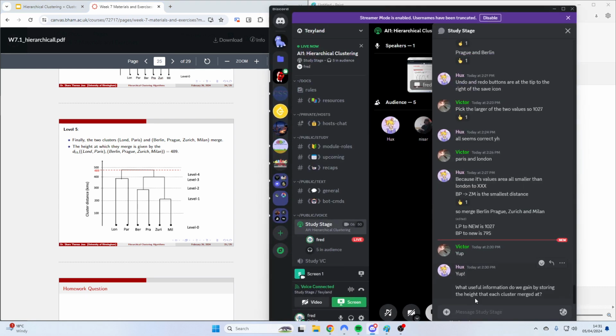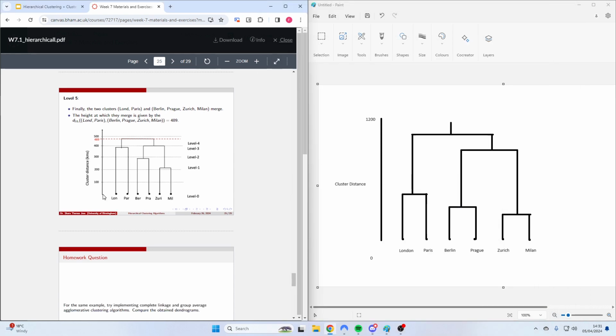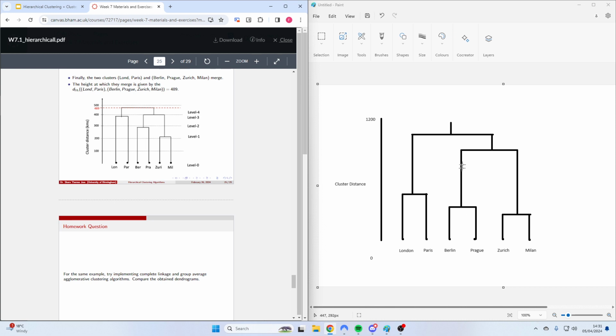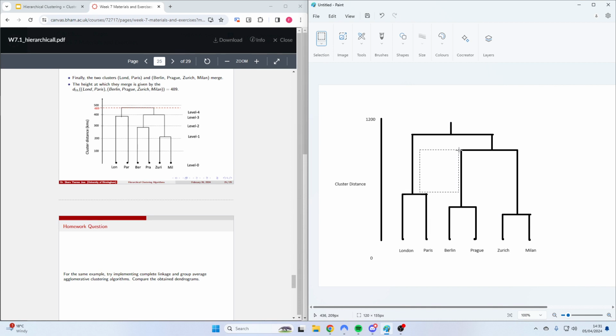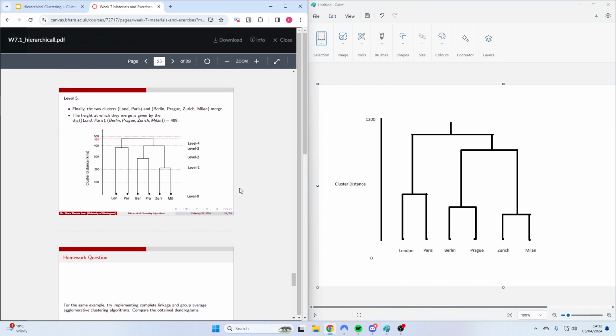What useful information do we gain by storing the height? Honestly, I'm not sure. When I first did it, I thought I guess you can see how different they are. So like if this was slightly lower, like if it ended up being there, it would have merged differently. So I guess you can compare how close they were to be merging in different ways. Like it's pretty clear from here to here, it's quite a big gap, and from here to here, I'm not sure. Intercluster dissimilarity. Yeah, so these are really quite unsimilar. Well, so you can see how similar they are. I don't know how useful that is, but I guess it's good to see.